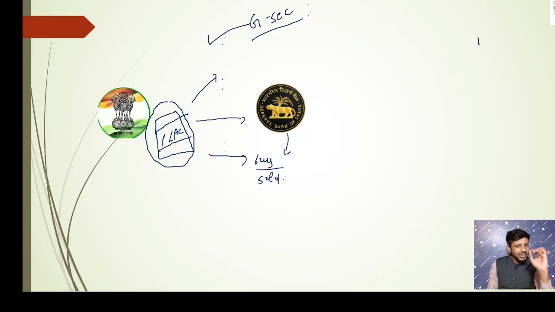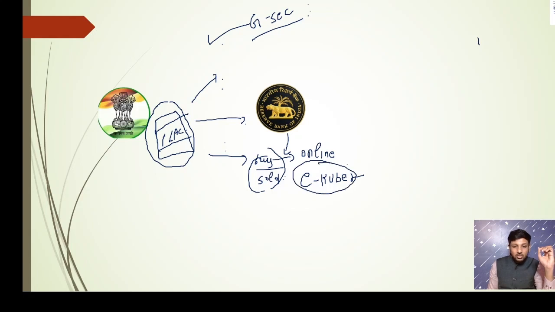The process related to managing the government securities will be handled by the Reserve Bank of India. And this buying and selling takes place online using a portal known as e-Kuber. Using this online portal, RBI auctions the government securities or buys back the government securities. So remember, this is the e-Kuber portal. Using this portal only, these government securities transactions take place.